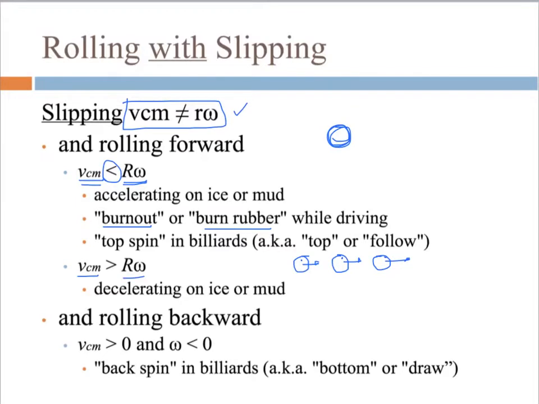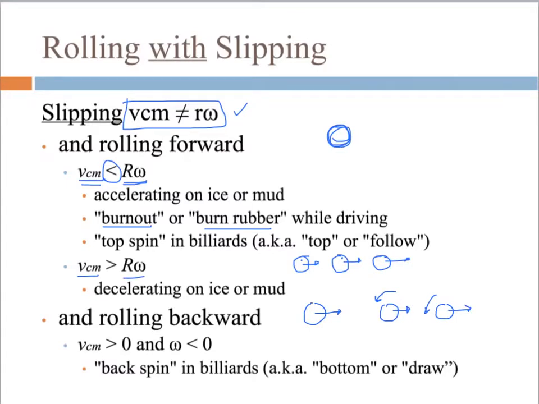And then this last example, down at the bottom, is when you are rolling backward, when your center of mass is moving forward, but your rotation is opposite of that. You can imagine a backspin in billiards. What that means is you have an object that is moving forward, but you have a backspin on it, so it's rotating backwards, but it still continues to move forward.